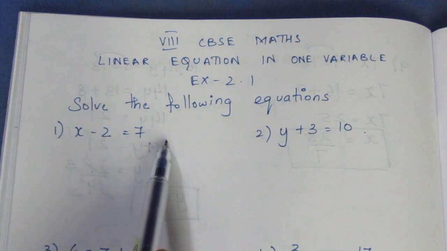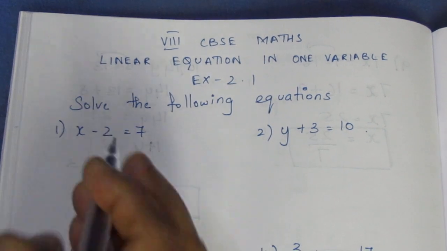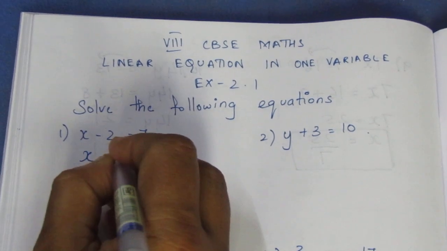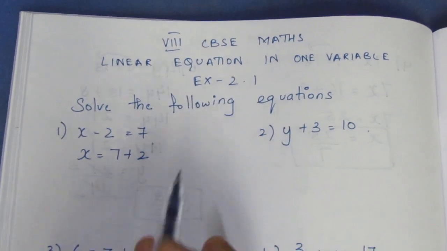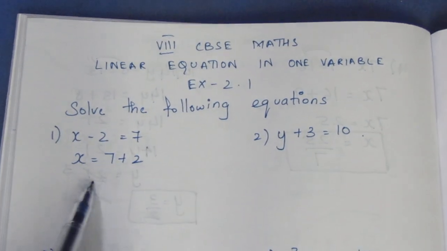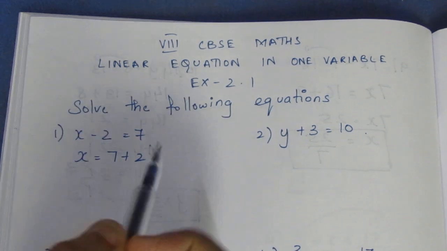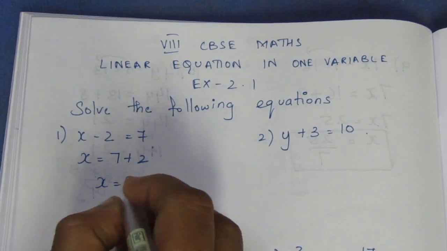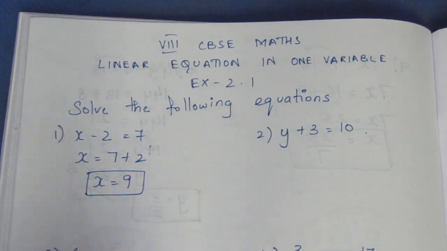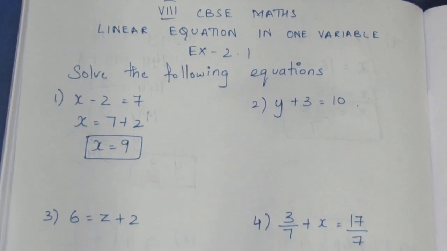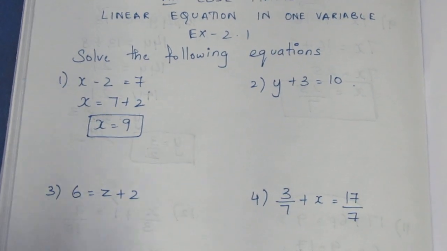Now minus 2, if it goes to the side, it becomes plus 2. So x is equal to 7 plus 2. Minus will go as a plus. 7 plus 2 means just add it, x is equal to 9. So the value for x in the sum is x is equal to 9. We'll move on to the second one.